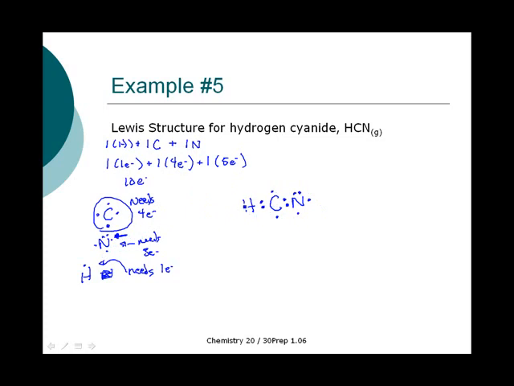And now we take a look. Hydrogen's happy. It has 2. Carbon only has 6, so it needs 2 more. Nitrogen only has 6. It needs 2 more. So they're going to share these bonding electrons that are left out. They each share another 2, and we end up with an H, C, and then 3 bonding pairs of electrons, and then our nitrogen at the other end. Don't forget it has 1 lone pair. And so there's a Lewis structure for hydrogen cyanide.